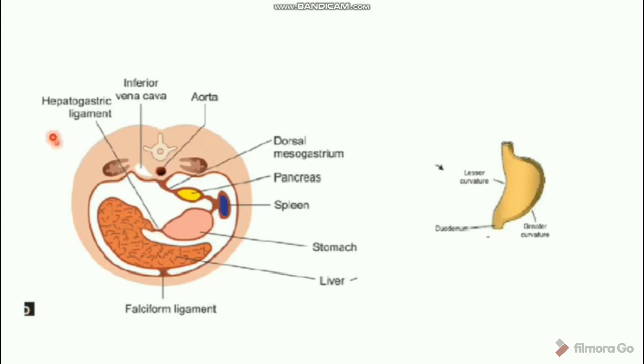This itself is the lesser omentum, and the greater curvature will be going from here. Whatever the connection will be here, it will be the greater omentum. If you have understood this, let's move ahead.